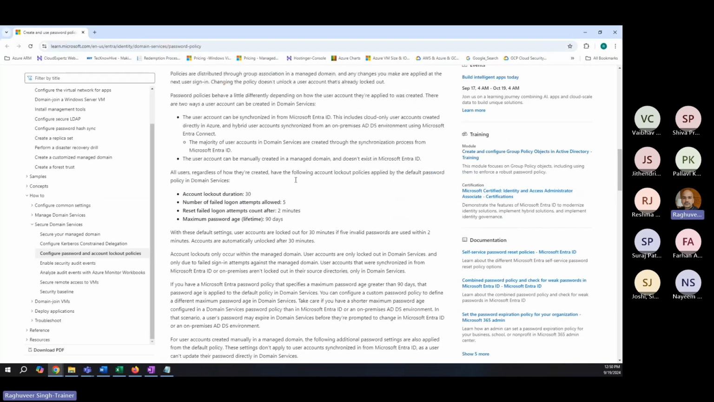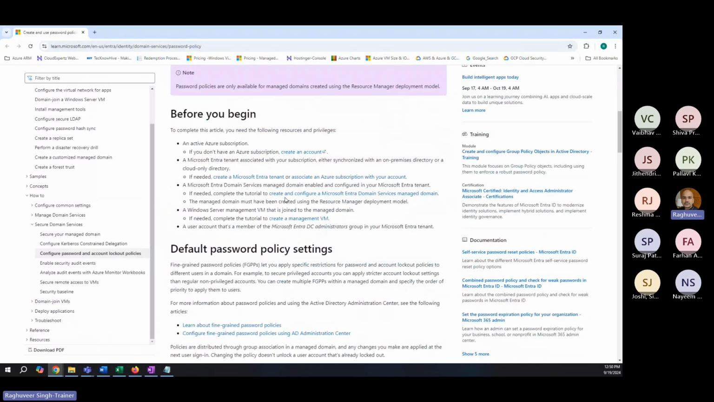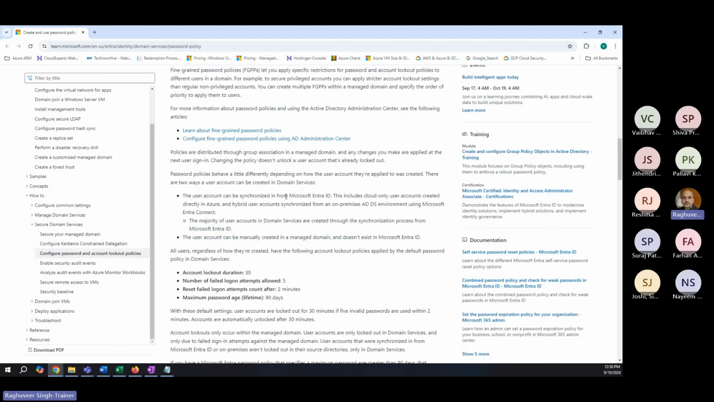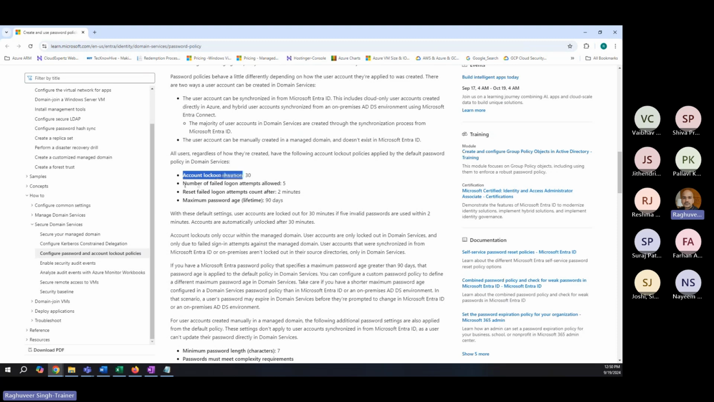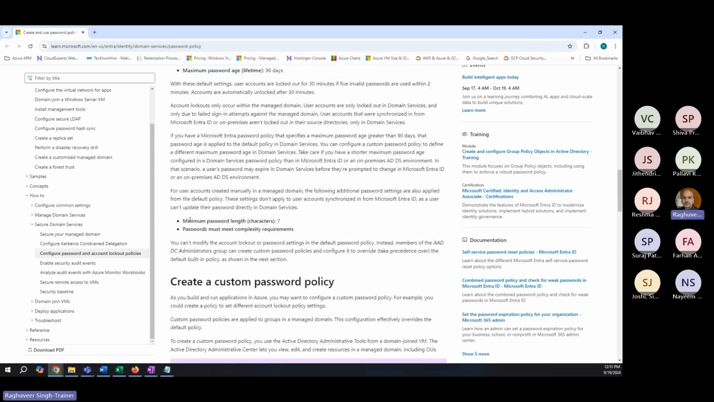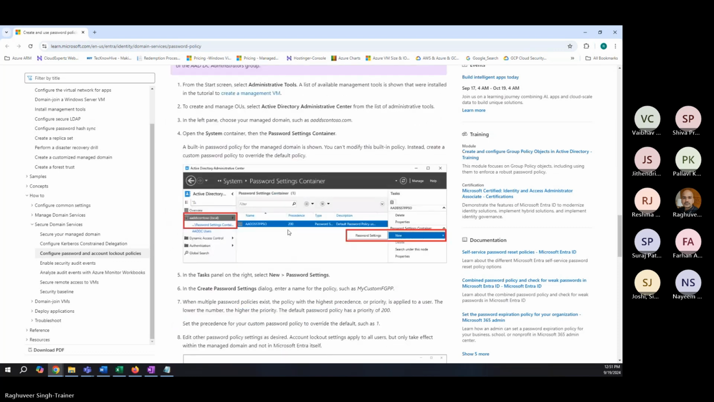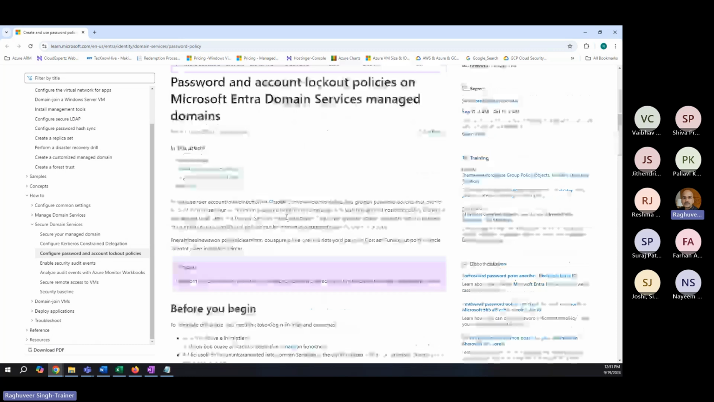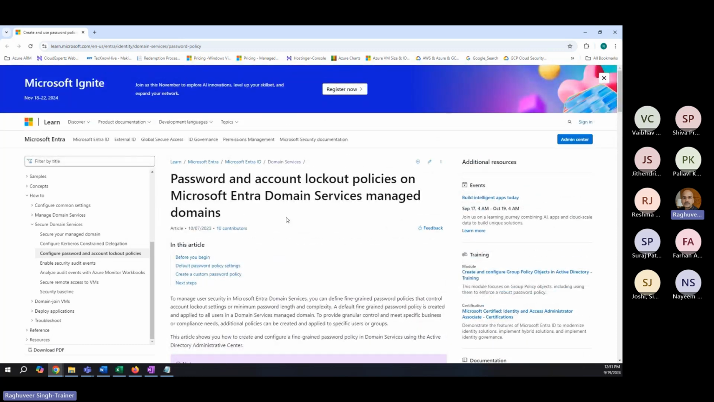So this is for Entra Domain Services managed only. Default policy settings say account lockout duration 30 minutes. Number of failed logon attempts 5. Recent 2. Maximum password age is 90 days. And minimum password length is 7. Password must meet complexity requirements. So this article is basically for Entra Domain Services, which is similar to on-premises Active Directory Domain Services.